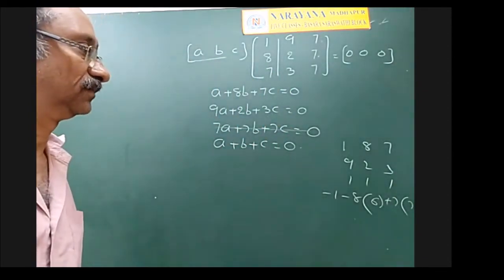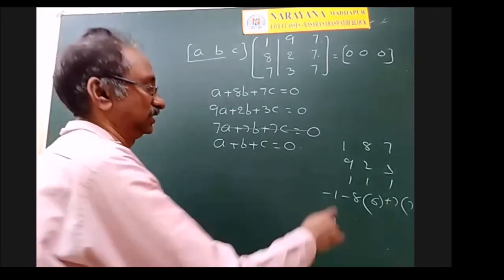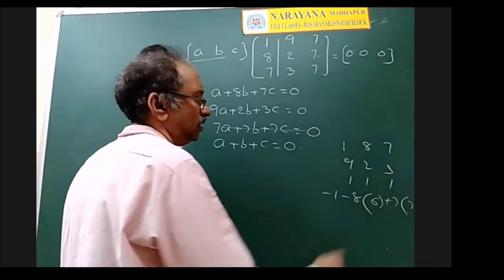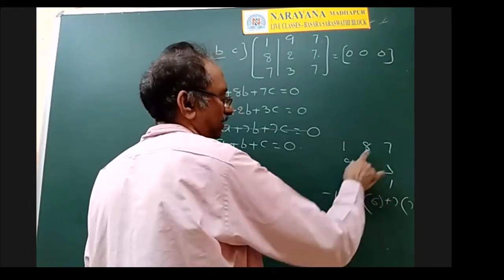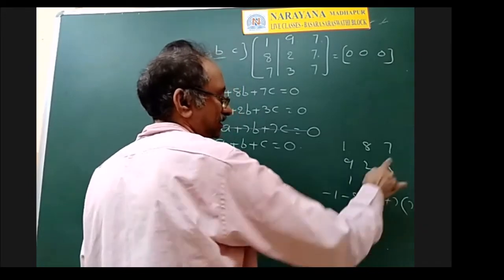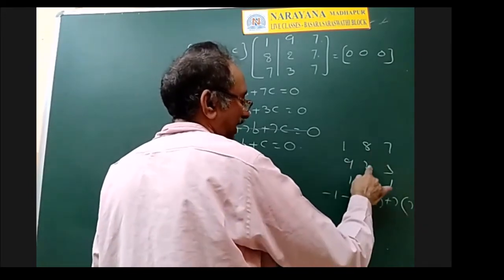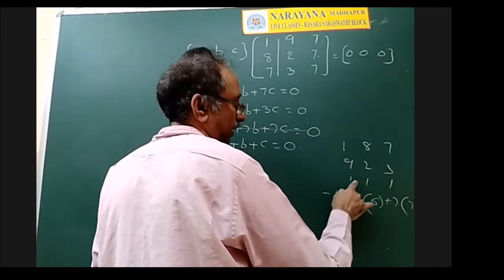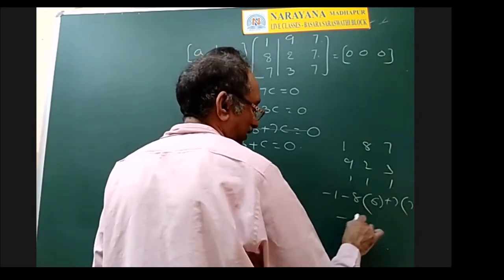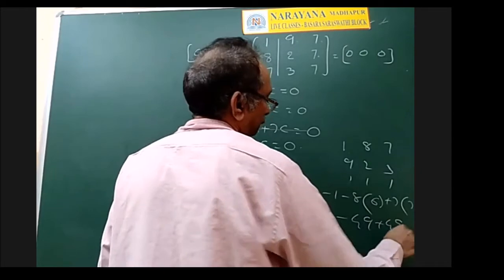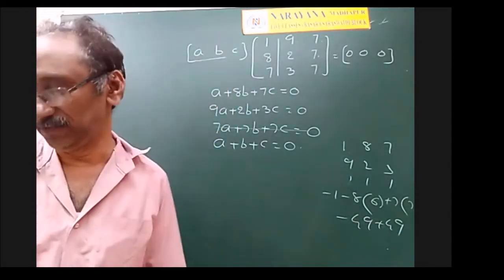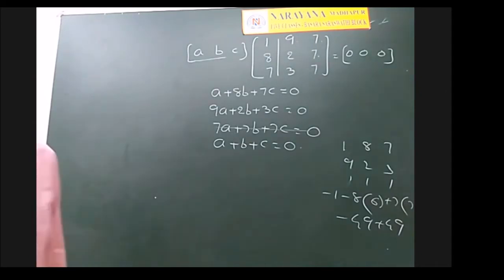So what is that equation? Let me see once again. 1, 8, 7, 9, 2, 3, 1, 1, 1. 1 into 2 minus 3, minus 1, minus 8 into 9 minus 3, that is 6, plus 7 into 9 minus 2. So 9 minus 2 means another 7. So minus 48 minus 1, minus 49 plus 49, that is 0. So definitely it will have infinitely many solutions.